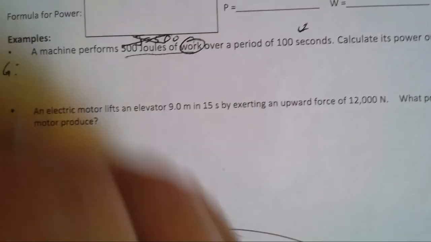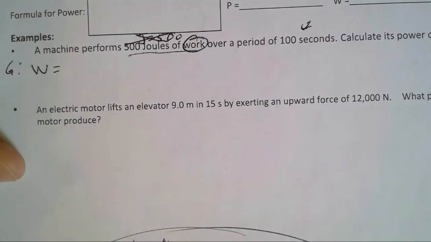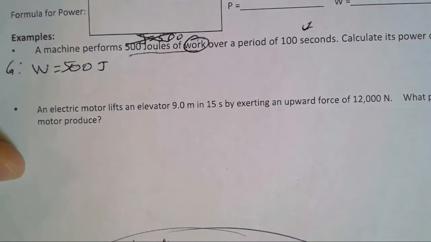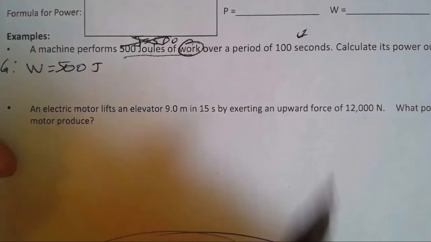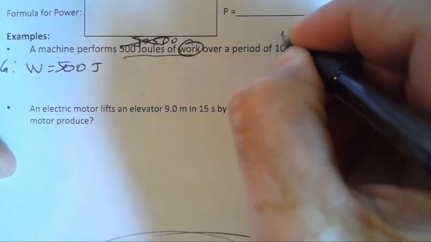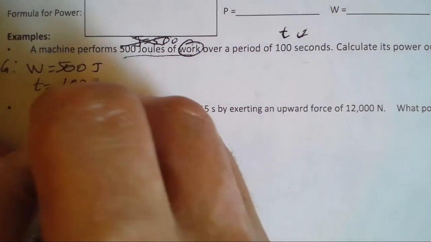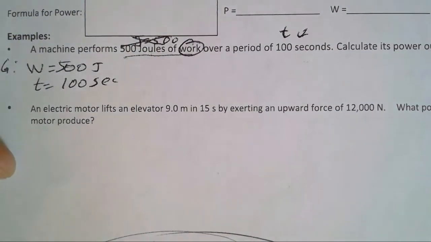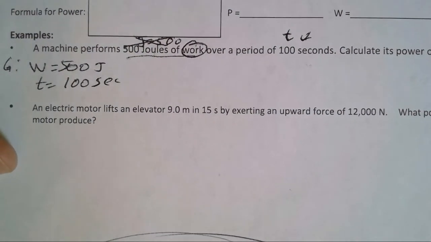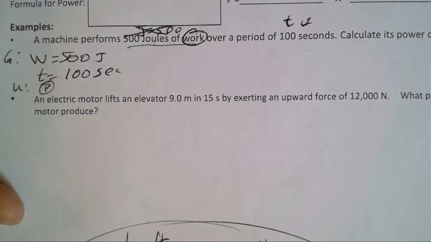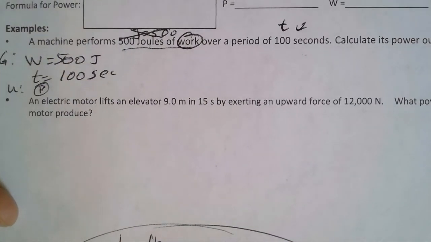It doesn't give us the joules, it gives us the work. So the work is measured in joules. It gives us 500 joules of work. What else does it give us? It doesn't give us the seconds, it gives us the time. T is time, and it's measured in seconds. So it gives us the work, gives us the time. It says calculate the power. P is power, and that's what we want to know.